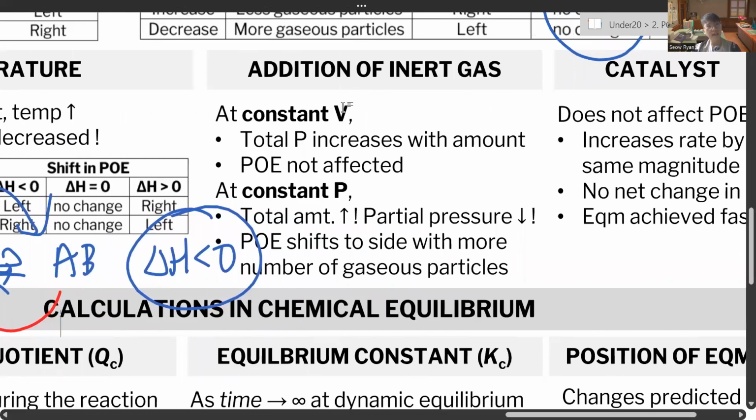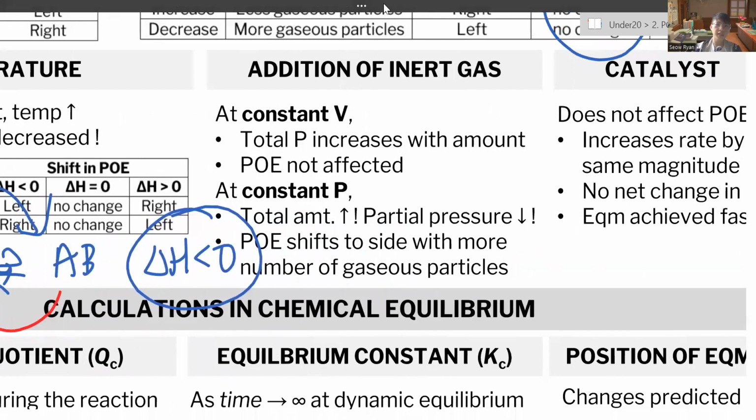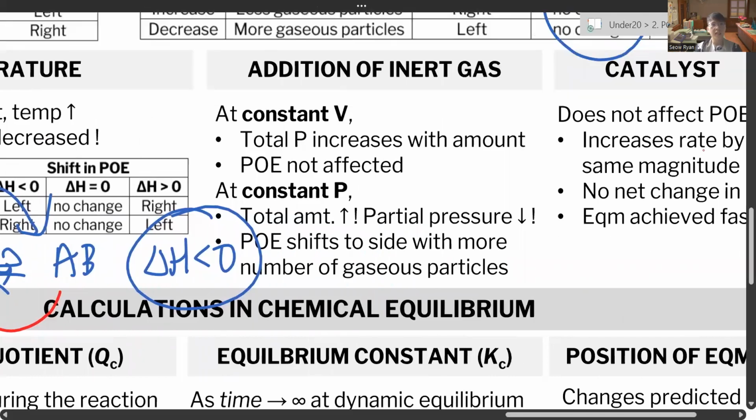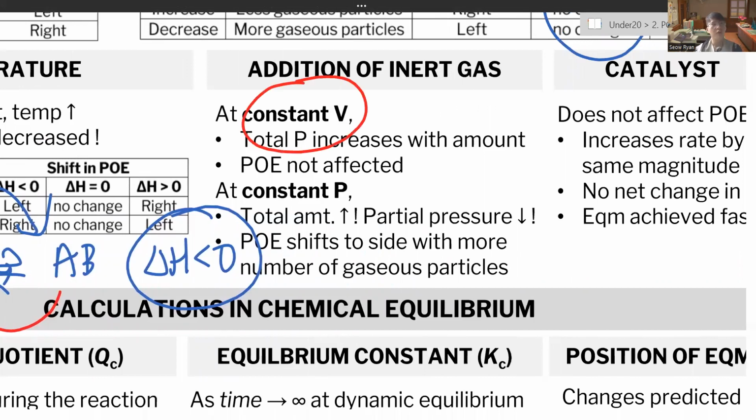Okay, now addition of inert gas. Addition of inert gas is a particularly interesting case, right? So when you add the inert gas, it means that the system is already there, and then you just pump in more gas, right? So if I were to keep it at a constant volume, what changes? Constant volume means that the pressure must increase, right? Now the pressure increases and the amount increases proportionally, right? And the concentration of everything doesn't change, because if you think about it, partial pressure is number over total number multiplied by total pressure.